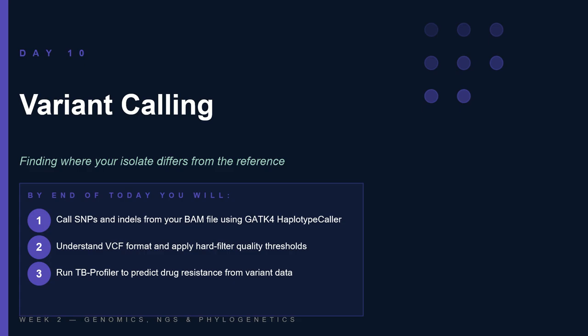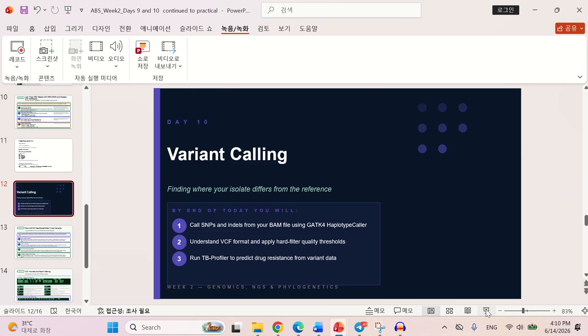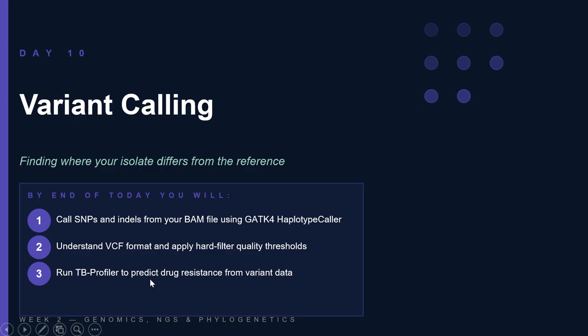And then likewise, understand the VCF format and apply filter quality thresholds. And you have to run TB-Profiler to predict drug resistance from variant data. Now, what does this mean? Especially the third part, there is a particular tool, platform, called TB-Profiler.